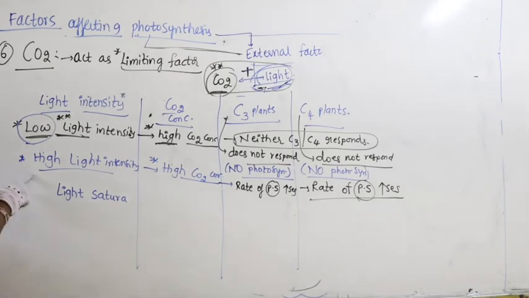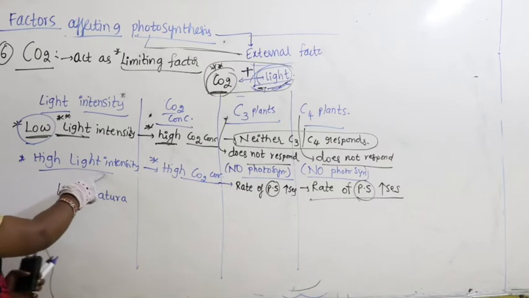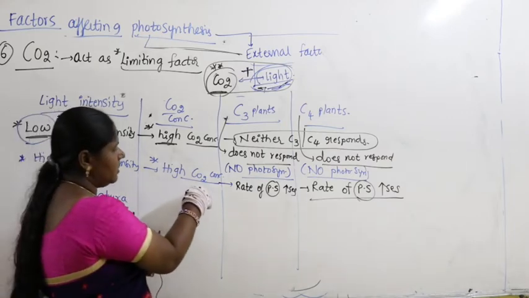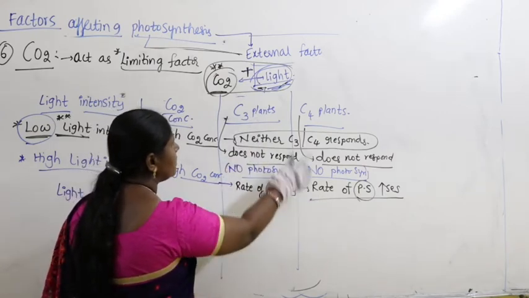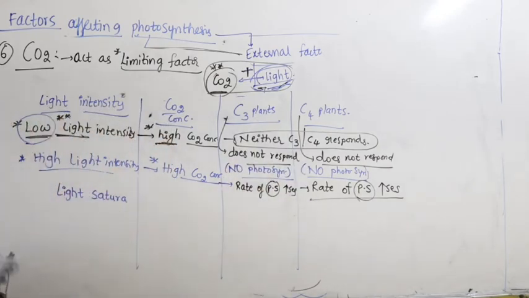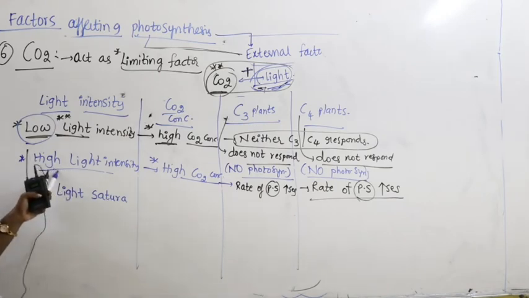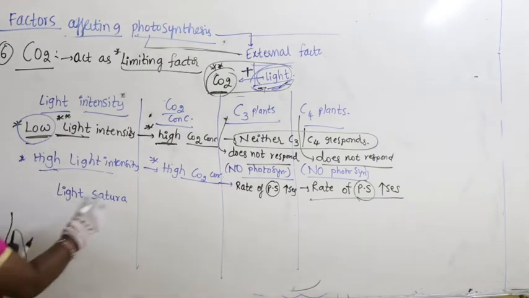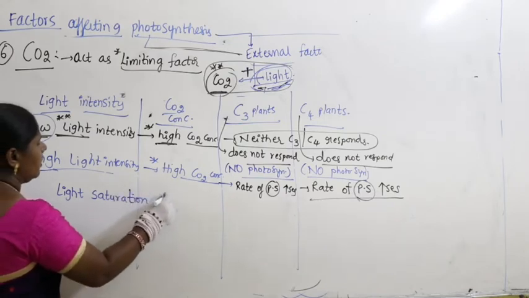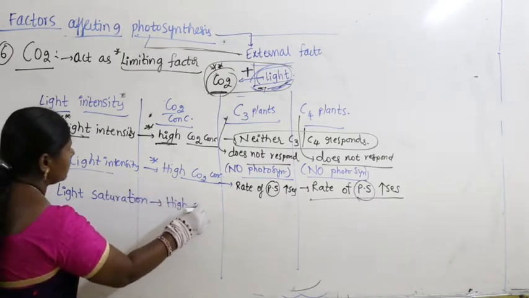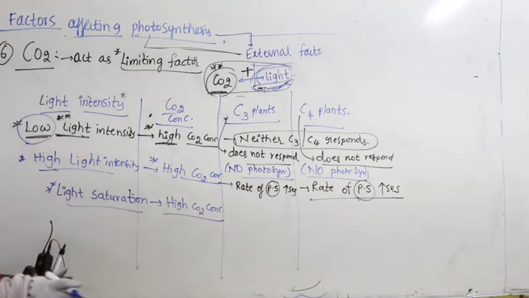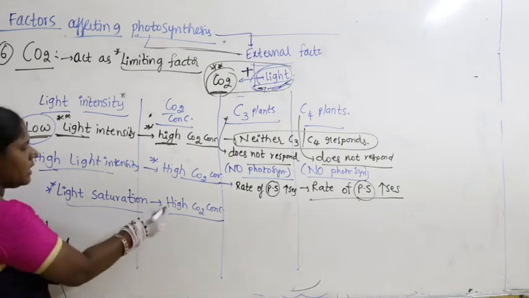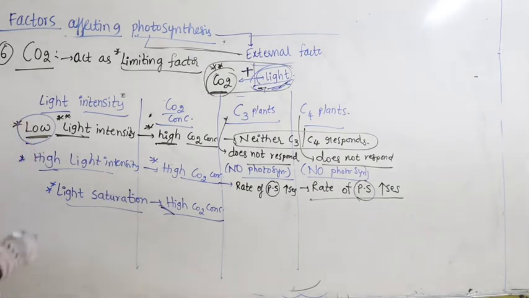What we are discussing here? High light intensity. If the high carbon dioxide concentration is there, the rate of photosynthesis increases in C3 plants, and the rate of photosynthesis also increases in C4 plants. Means both plants respond to increase in light intensity. That means light saturation at high carbon dioxide concentration: how much light is needed to undergo photosynthesis at high carbon dioxide concentration. We are speaking about light saturation, right?